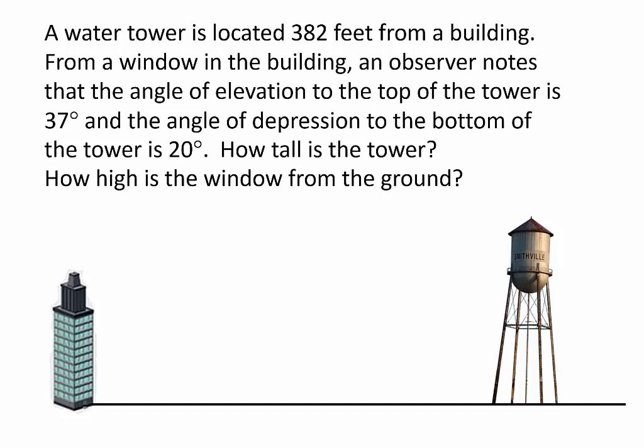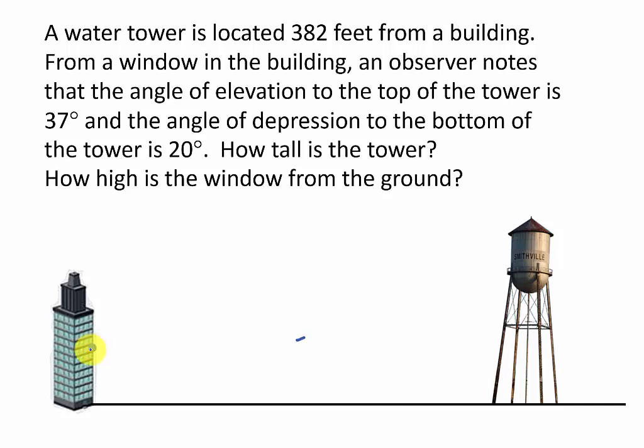A water tower is located 382 feet from a building. From a window in the building, an observer notes that the angle of elevation to the top of the tower is 37 degrees and the angle of depression to the bottom of the tower is 20 degrees. How tall is the tower?